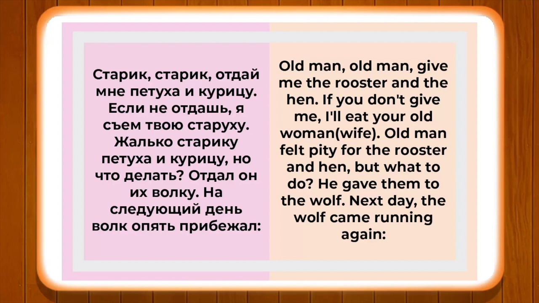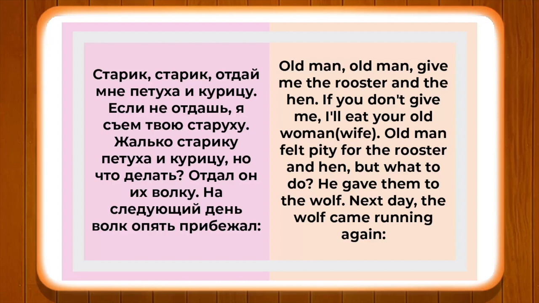So let's simplify the sentence. Но что делать? Старику жалко петуха и курицу. The words are given here in a certain manner, and we are just trying to simplify them in simple language so that you can understand the construction of the sentence as per subject, verb and object.